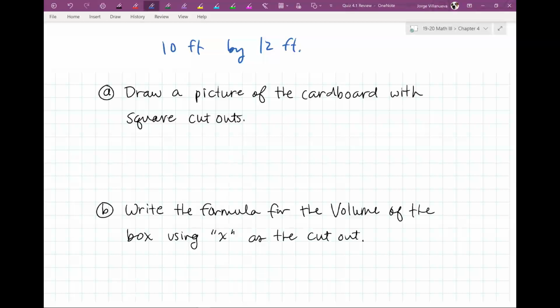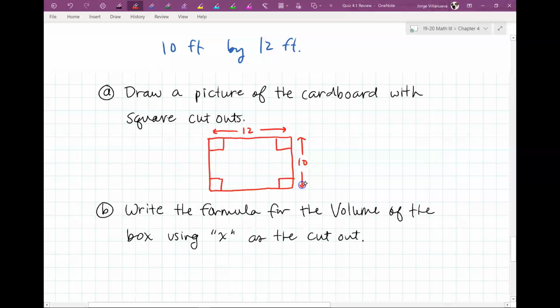Part A says draw a picture of the cardboard with square cutouts. So I'm just going to do this really quick. Okay, here's the cardboard, square cutouts. And the longer side, I'll call it 12. Shorter side will be 10. This is in feet. And then the cutouts, remember, we just kind of marked them as X, right? So I colored this, and you don't have to do it. I just do it because I want to see a visual of what's going to be happening. So there's my picture. If you look at the notes that we did, they all look like this. So, I mean, it shouldn't be like, oh, that's surprising. That's what we're supposed to do. You draw a picture of it.